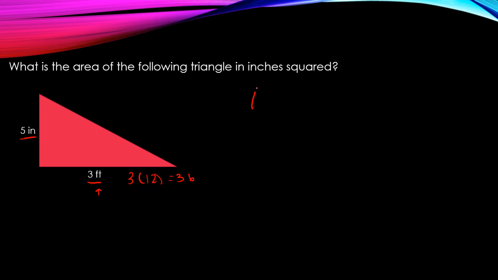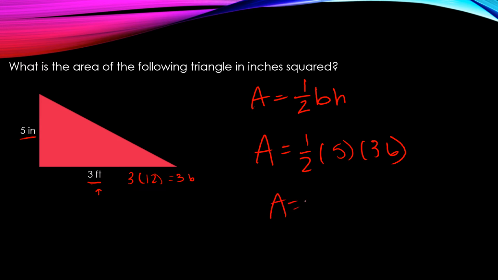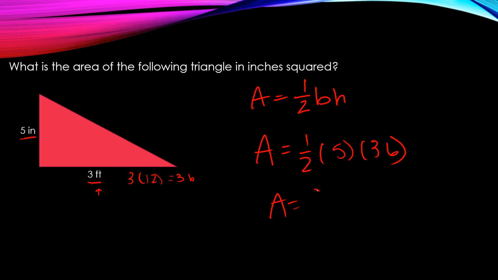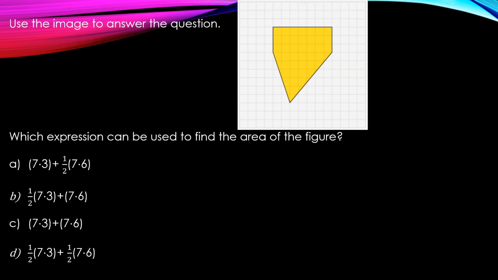Now remember, area formula of a triangle is 1/2 base times height. Okay, 1/2 base times height. So I would have 1/2 times 5 times 36, which would give me my area. And then I'm just going to pull back that calculator so we can double check it. And when I multiply it all out, I get 90. So area of this triangle is going to be 90 inches squared.